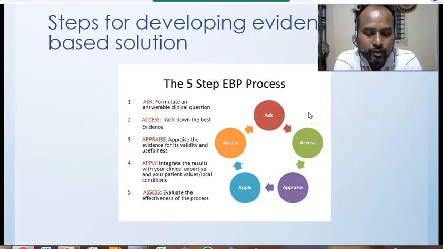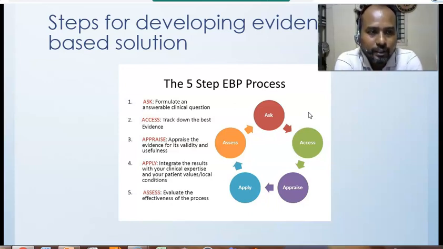As I said, to integrate evidence in practice, these 5 steps have been proposed, and they are pretty straightforward. So I'm going to explain how each step has been followed in order to decide what treatment would be appropriate for the patient to achieve the outcome, that is sitting on the floor or sitting on a low stool.